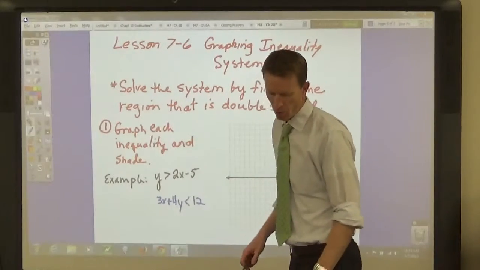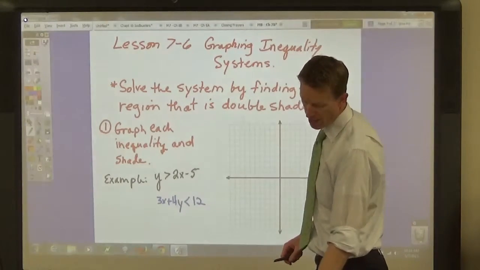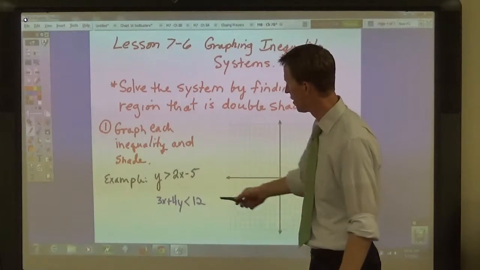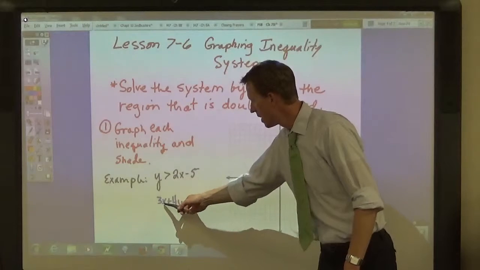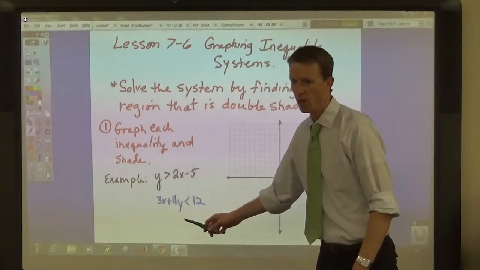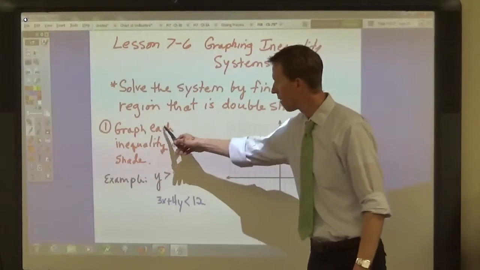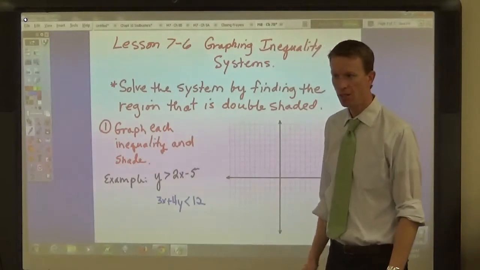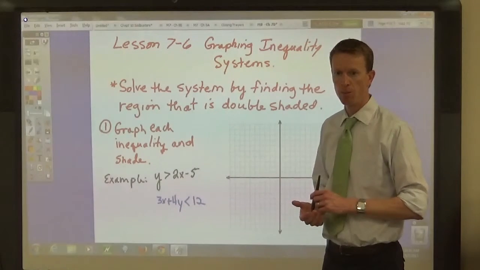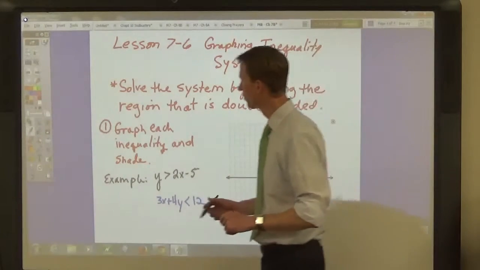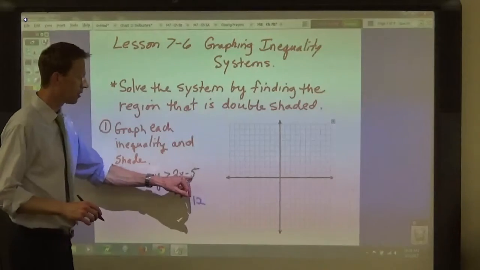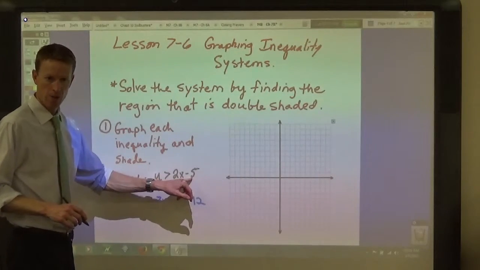Look at this example. Y is greater than 2x minus 5, and the other one is 3x plus 4y is less than 12. Okay? And what we're going to do to solve this is just graph each inequality separately, shade it separately to find the double shaded region. Okay? So let's take the first one. y > 2x - 5. How would we graph this?